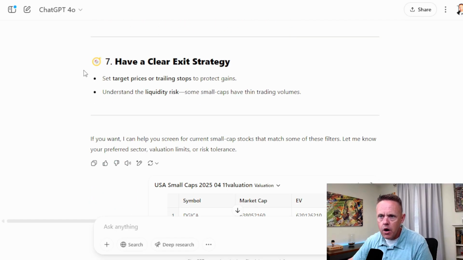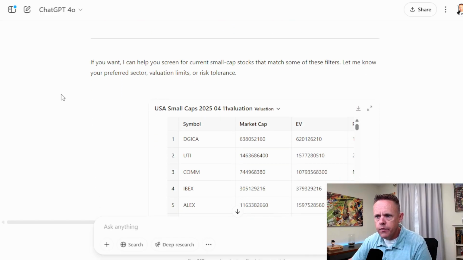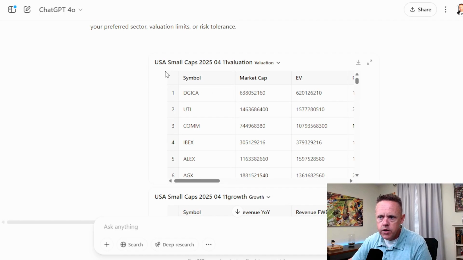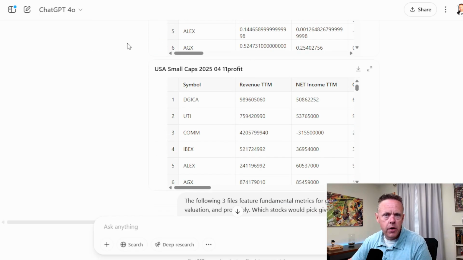This is a good start. I like doing this because it gets the chatbot thinking, hey, we're talking stocks, we're talking small caps, we're talking fundamentals. It sets the bar for the next phase, which is where I upload these CSVs: the valuation file, the growth file, and the profitability file.